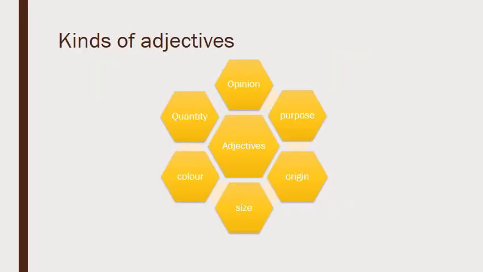Students, here you can notice different kinds of adjectives. Some adjectives are adjectives of opinion. Some are adjectives of quantity. Some adjectives are adjectives of purpose. Some describe color of a noun, so they are adjectives of color. Some give you an information about the size of a noun. They are called the adjectives of size. And some words tell us about the origin of a noun. They are called adjectives of origin.